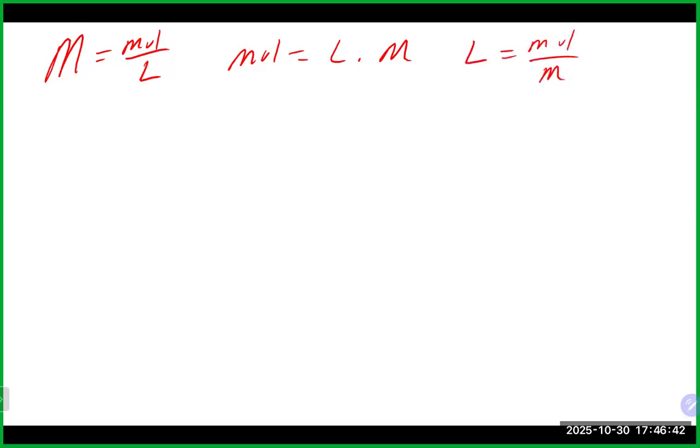Okay, so last time we got into some concentration units, and obviously molarity is the big one, which is moles of solute per liter of solution. And remember, if you think of this as a formula, if you need moles, that will be liters times molarity. If you need liters, that will be moles divided by molarity.